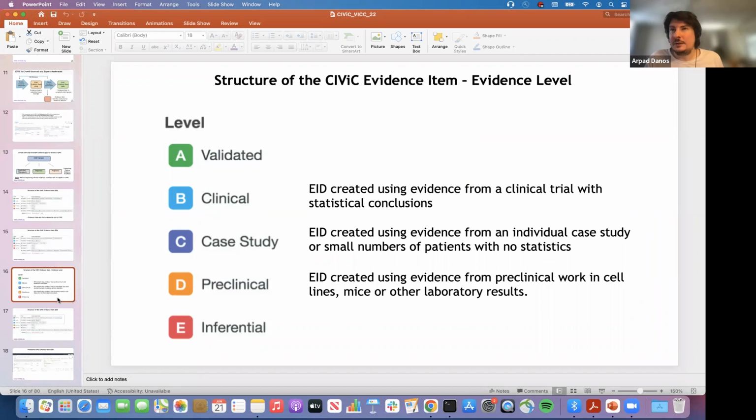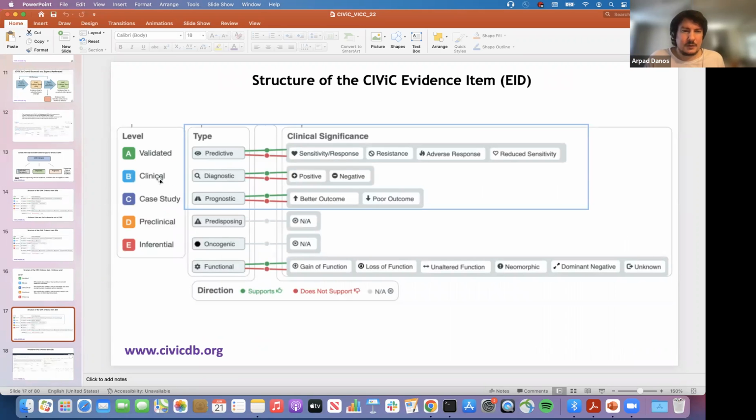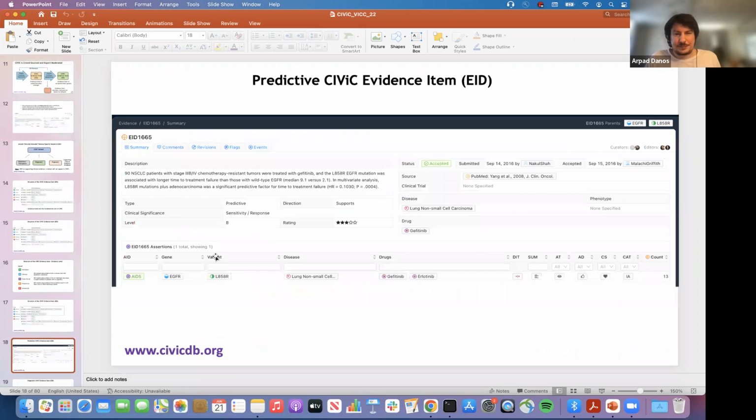Overall field-wide annotation or tagging of these relations will be encountered briefly, and we'll see that we use the AMP tiers for that. So here again I'll give you a few quick examples of these evidence types. Here's a predictive type of evidence.